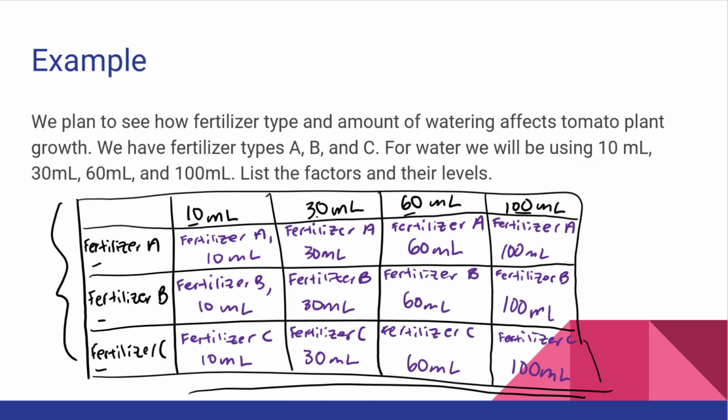So we have an example here to clarify things. So we plan to see how fertilizer type and amount of watering affects tomato plant growth. We have fertilizer types A, B, and C. For water, we will be using 10 milliliters, 30 milliliters, 60 milliliters, and 100 milliliters. And then we're going to list out the factors and their levels. Just a disclaimer, I have no idea how much water tomato plants are supposed to get, and I'm pretty sure 10 milliliters isn't gonna cut it, but oh well.